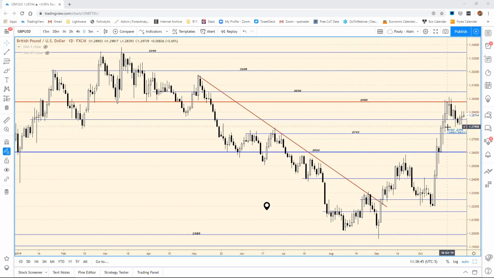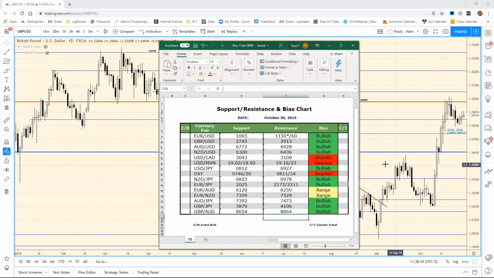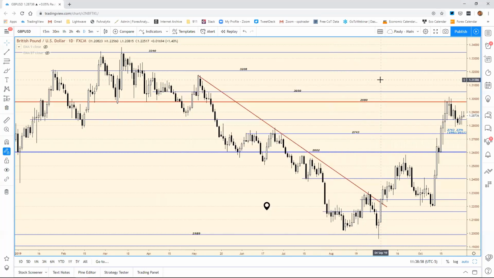But that being said, and I think it will still continue to hold up well, we have to widen those parameters, bear with me, widen those parameters for FOMC day. So we have dropped it back down to 2743. Let's go on and get into the Aussie dollar.